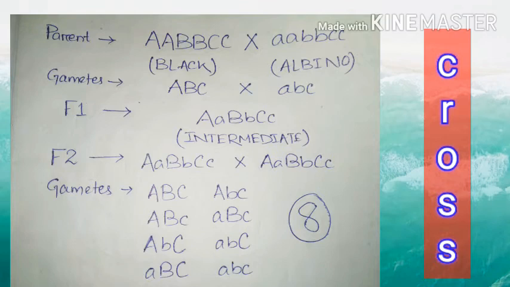64 varieties of offspring in the F1 generation. After that, we cross the heterozygous ones in that F1 generation. If we cross between them, then we find 8 varieties of gametes. Okay, here the important point is, if 3 genes control a particular inherited character, then the number of gametes should be 8.